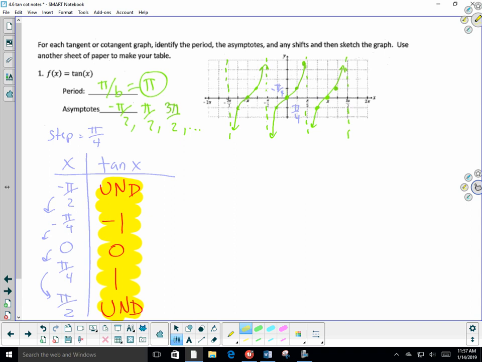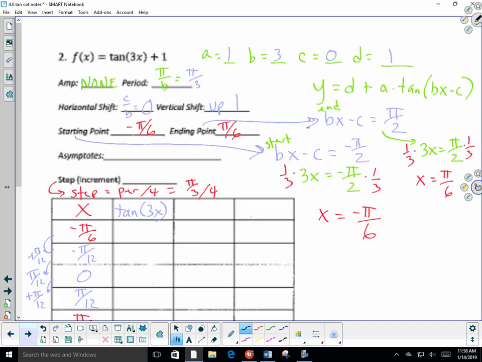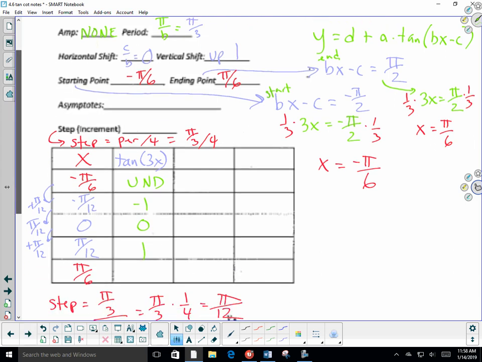Just like for sine, the second column was always 0, 1, 0, negative 1, 0. And for cosine, it was 1, 0, negative 1, 0, 1. Well, for tangent, it's always going to be undefined, negative 1, 0, 1, undefined. So let's pop that in our second column. We're going to say undefined, negative 1, 0, 1, and undefined.